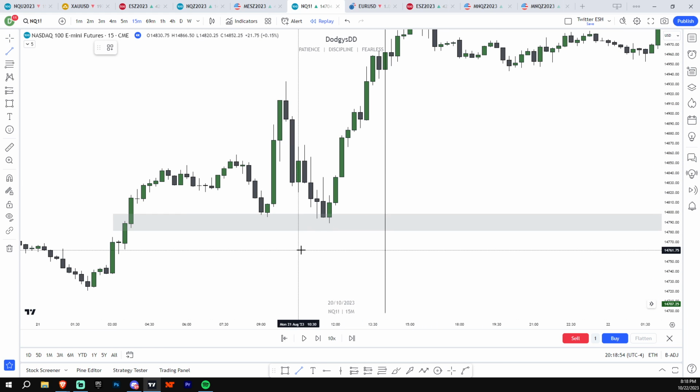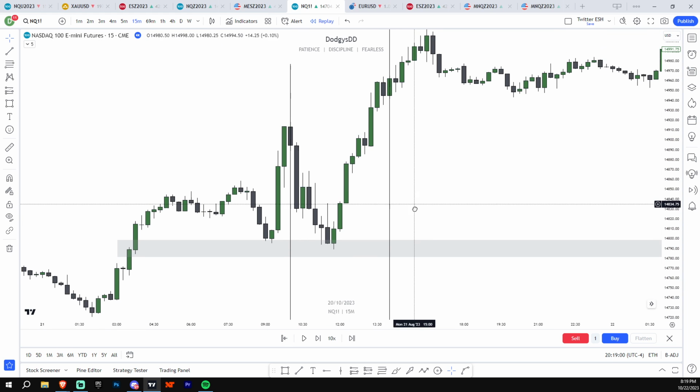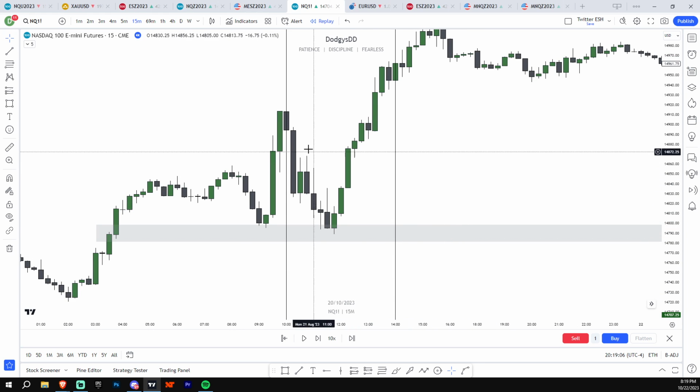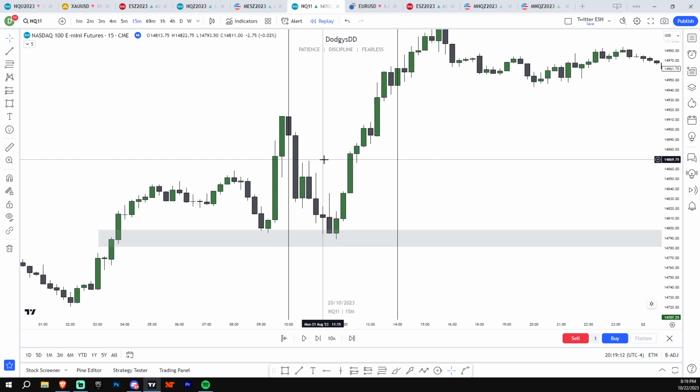Here's the 4-hour open right here. Here's the 4-hour close. And what you're going to see here is this down move. At this point, you're not really looking for any entries here. You're just kind of watching. And you're going to see us tap into an old 4-hour fair value gap, which is right here.